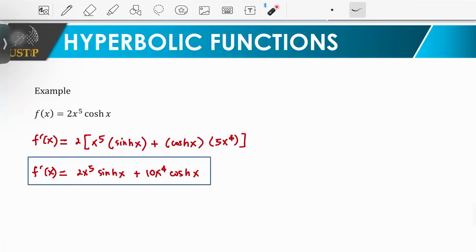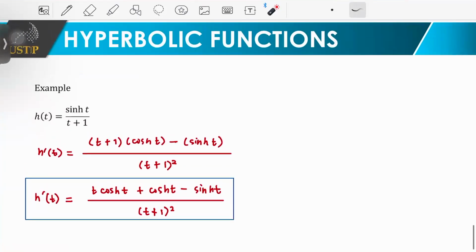Let's have this example: 2x to the 5th hyperbolic cosine x. You can move the 2 aside, and then you get the derivative using the product rule. That is x to the 5th, copy, times the derivative of this, which is positive hyperbolic sine, plus copy hyperbolic cosine, and then get the derivative of x to the 5th, so 5x to the 4th. Then you simplify your answer.